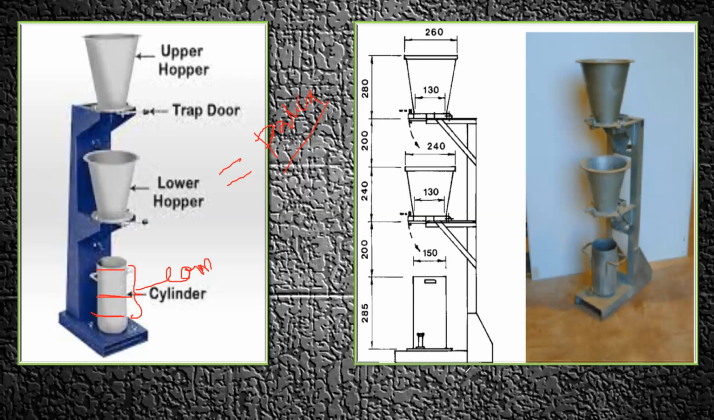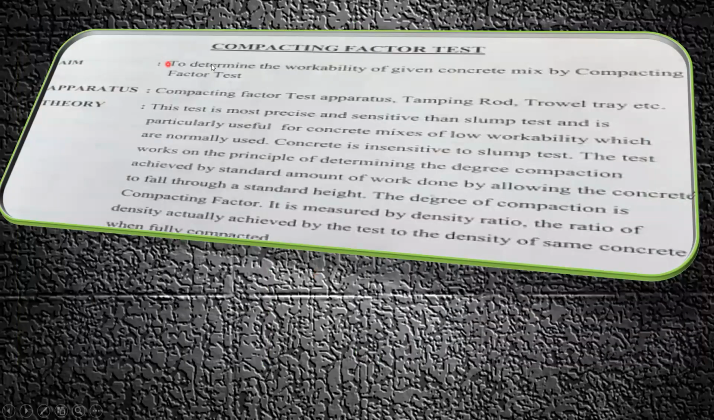Now let us put it point-wise and see how it has to be performed. I've given you an overall idea. Aim: to determine the workability of a given concrete mix by the compacting factor test. Apparatus required is the compacting factor test apparatus. We require a tamping rod, a trowel, a tray, etc.